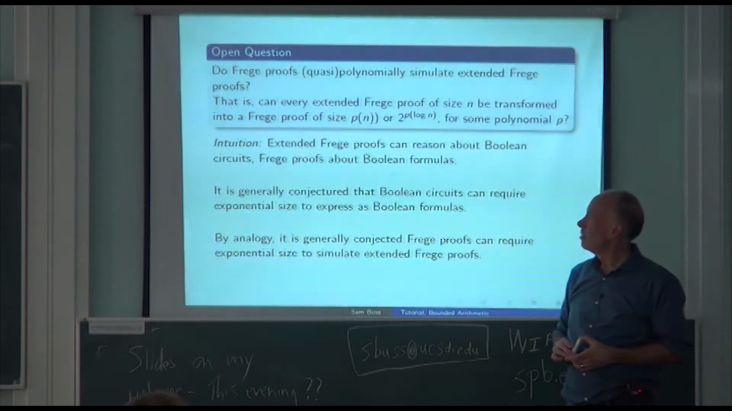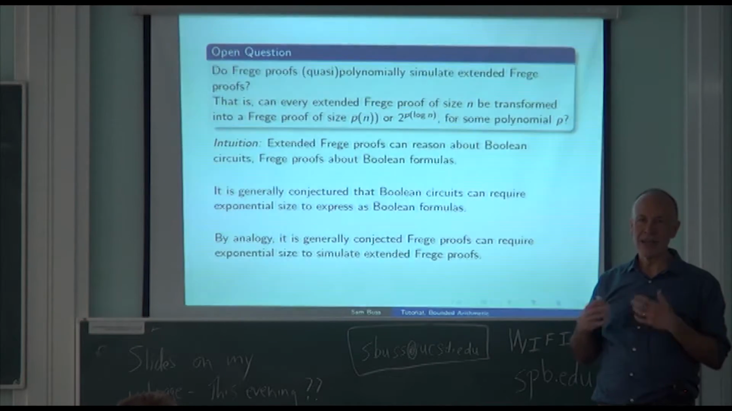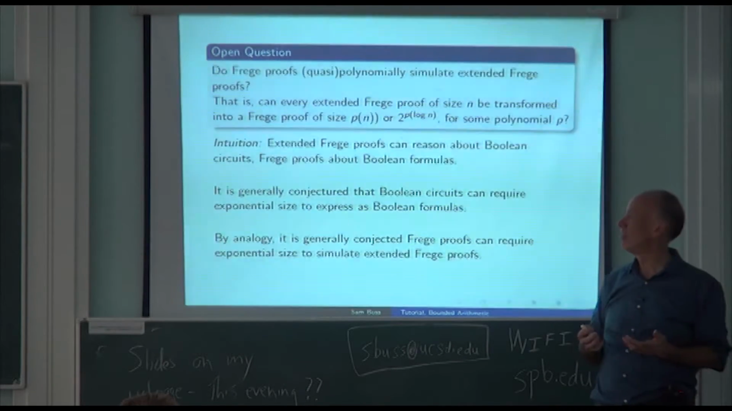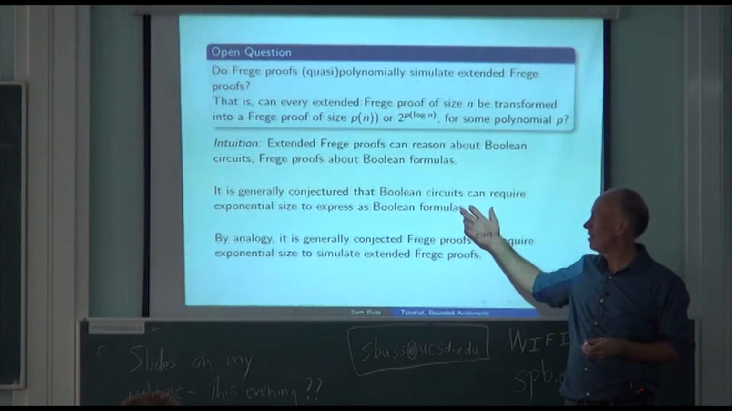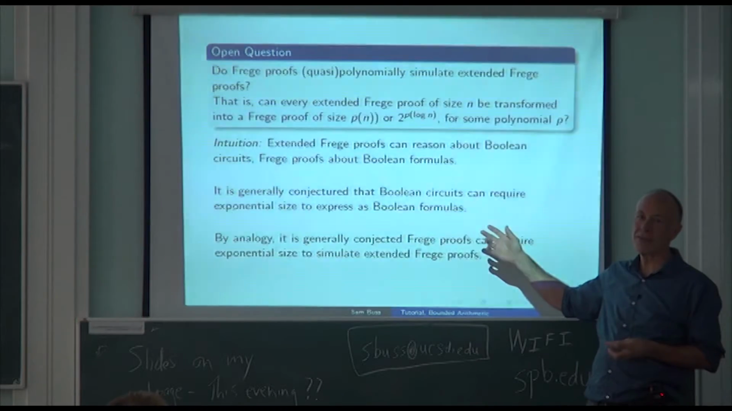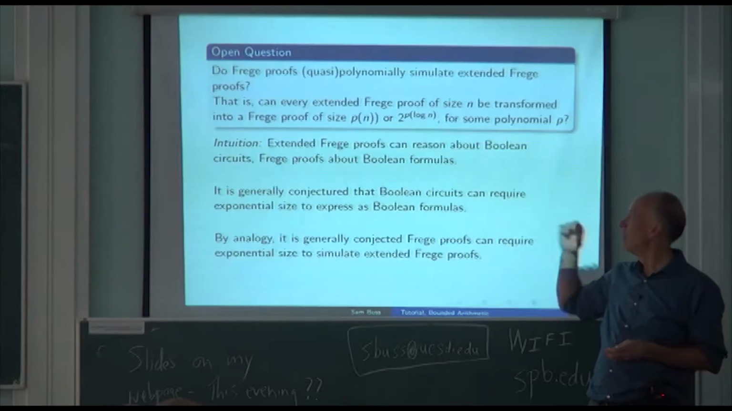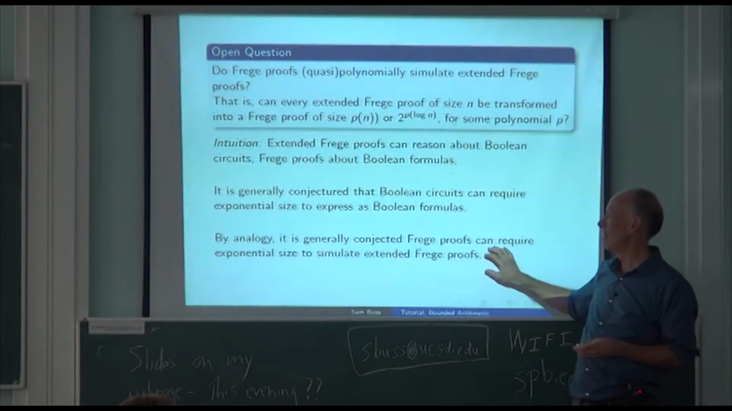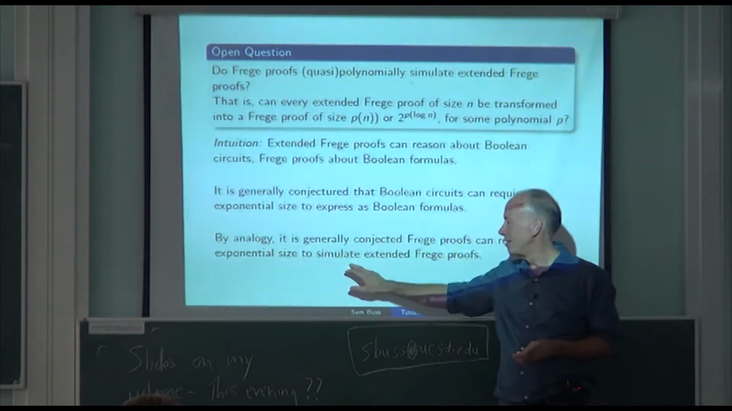So the intuition then is you have a polynomial-sized extended Frege proof. By using extension variables, you can introduce the values of gates in a polynomial-sized circuit. So you can basically reason about polynomial-sized circuits. And it's generally conjectured that Boolean circuits can be much more succinct than Boolean formulas, in that given a Boolean circuit, it may require an exponentially big formula to express the same property. So by analogy, it's generally conjectured that Frege proofs may need exponential size to simulate an extended Frege proof.